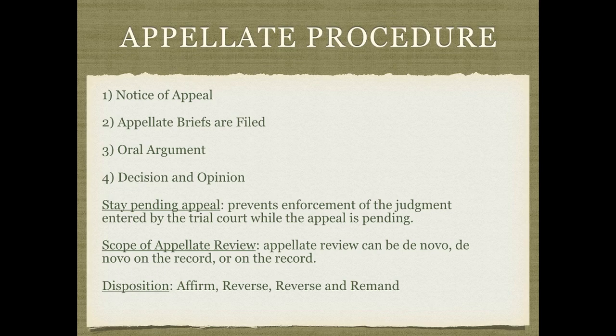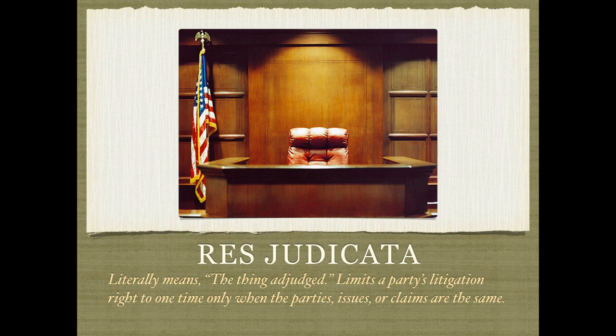The disposition: how can they decide? What are the decisions of the appellate court? They can either affirm the decision of the lower court, they can reverse the decision of the lower court, or they can reverse and remand. Reverse and remand is I'm reversing your decision, lower court, and I'm remanding it, meaning I'm sending it back to you with instructions how to do it right this time. So that's pretty much it for appellate procedure.